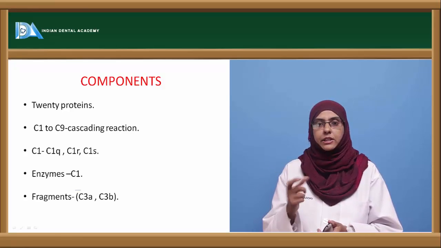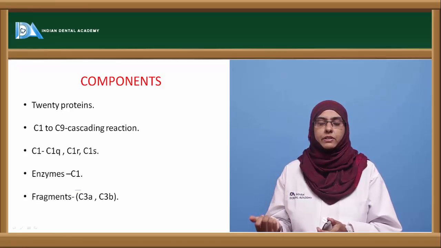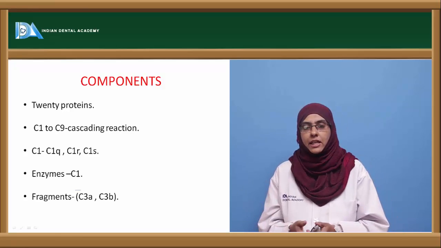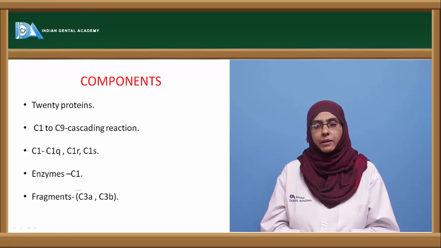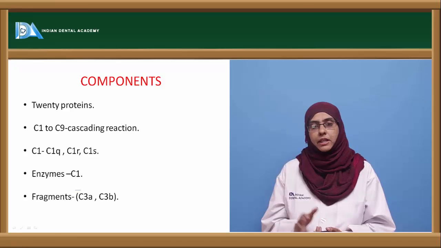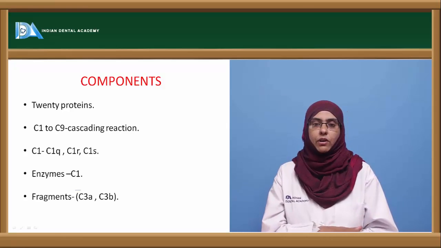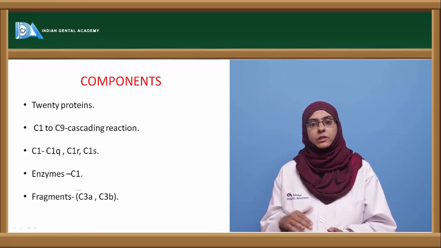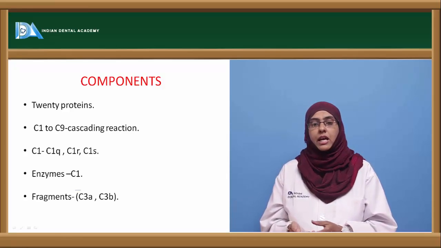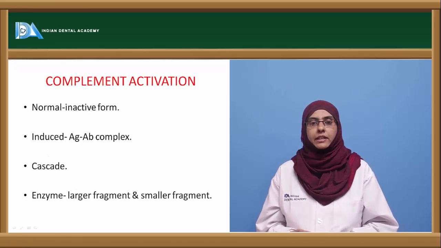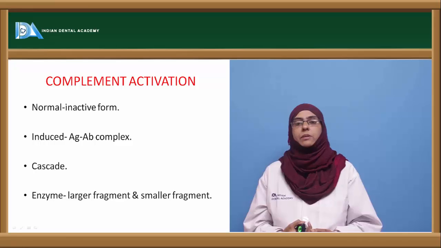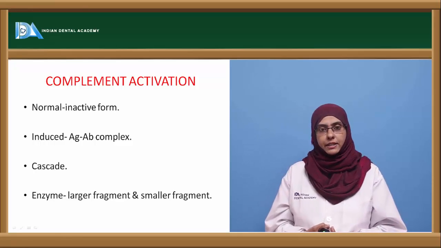The exception here is C2. Of the C2a and C2b which are formed, C2b is the smaller subunit and C2a is the larger one that is involved in the complement system, and C2b acts as an endotoxin. So irrespective of whether it is a larger fragment or a smaller fragment that is formed, always remember that the larger fragment is usually involved in the complement system, whereas the smaller fragments are the ones that bring about the anaphylotoxic reactions.